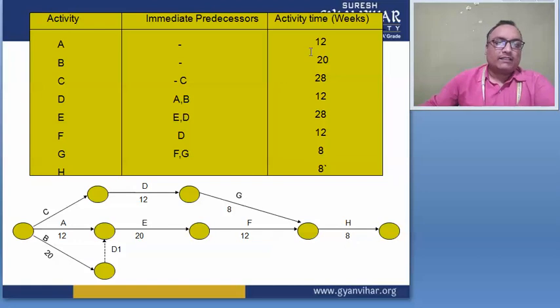So it takes some time. Activity time in weeks: this is 12, and here this is 20, 20 for B. Here this is 20, and C for 28. Here is 28, and D for 12, E for 20, and G for 8, and F for 12, H for 8 is here also. So these are the different types of activities and dummy activities in this network flow diagram.